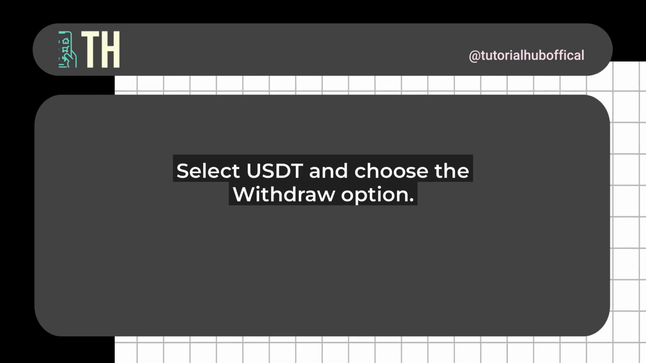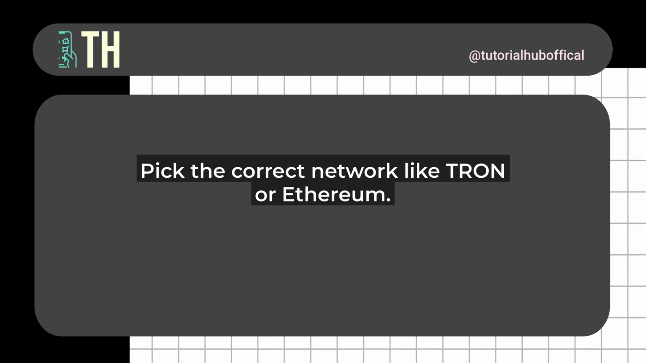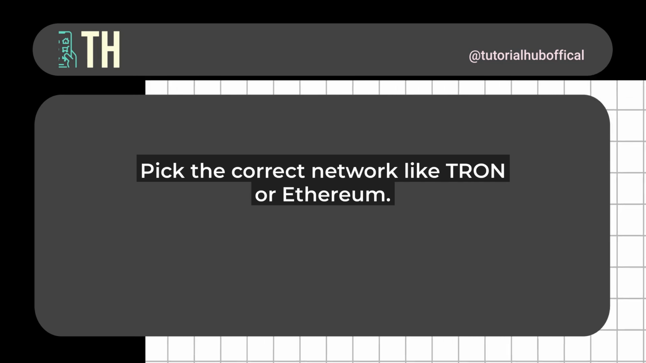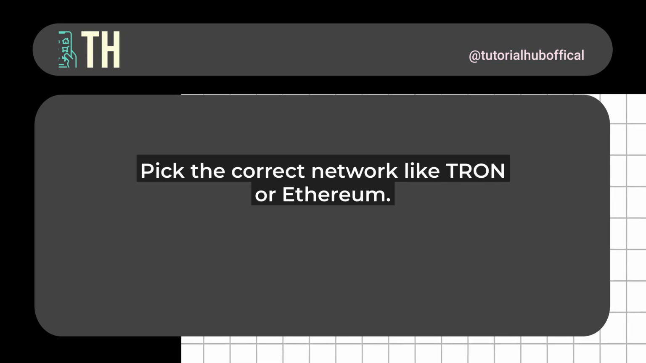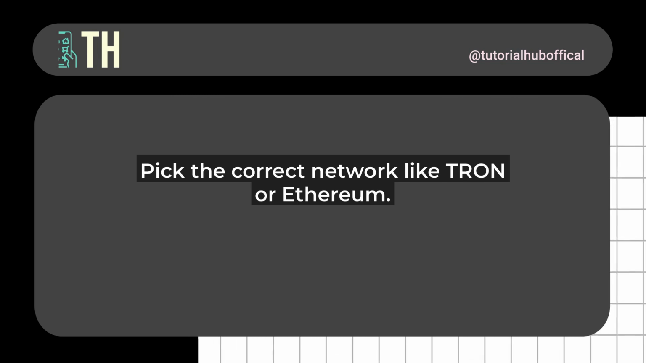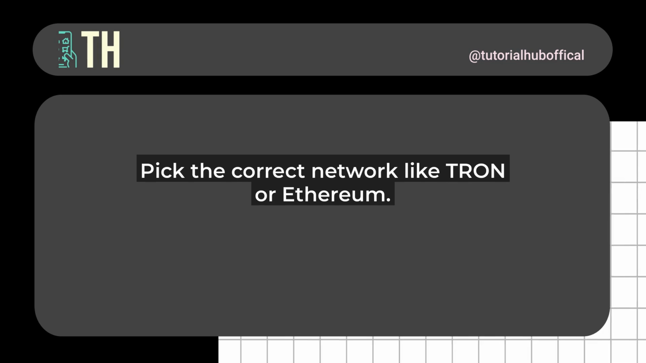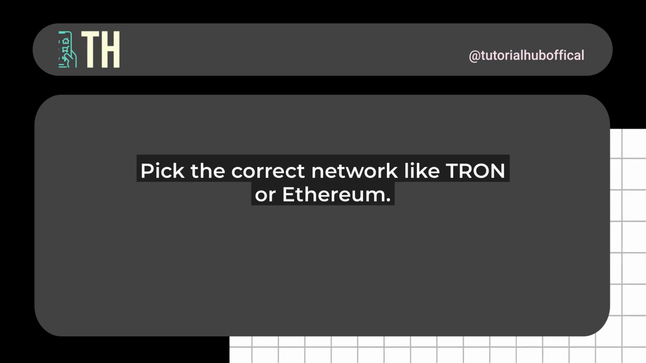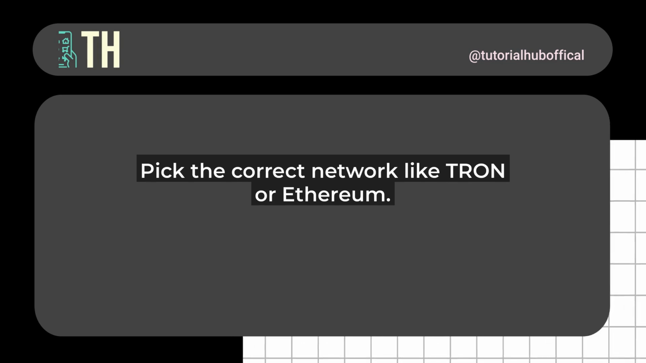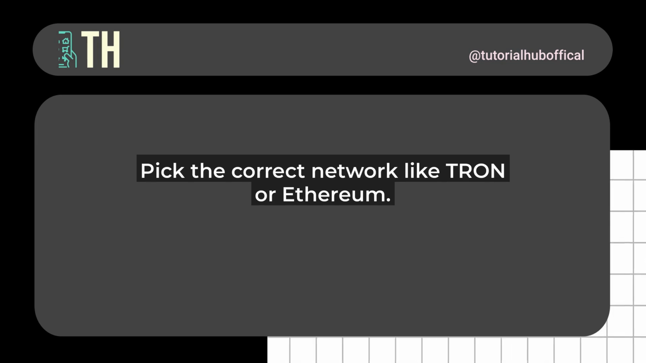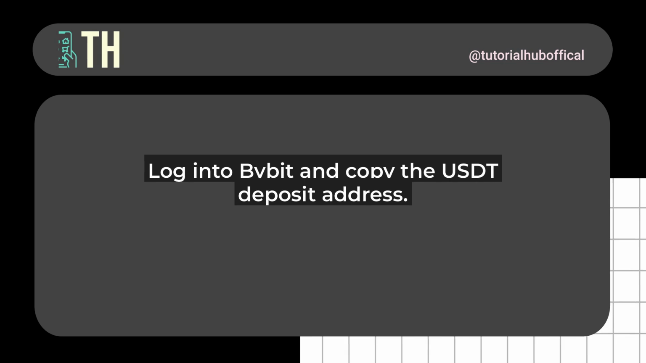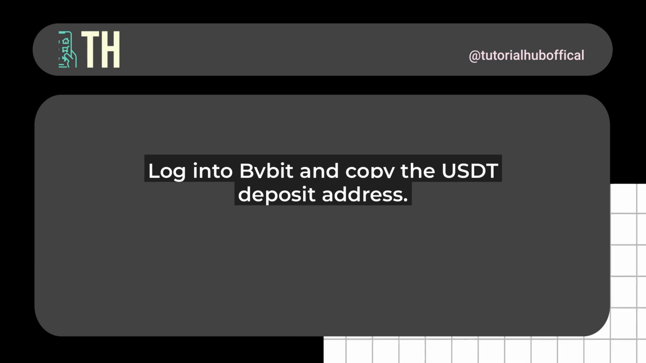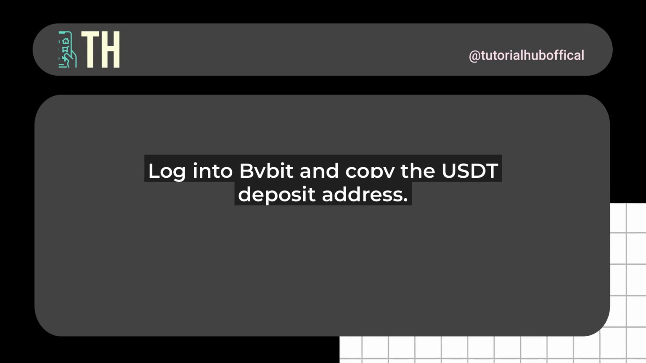Let's dive in. Start by logging into your Coinbase account. Head over to the Assets, or Portfolio, section, find your USDT, and click on it. Then, select the Withdraw option. This is where you choose the network for your transfer. Options might include Tron, TRC20, Ethereum, ERC20, or others. I recommend using Tron for faster and cheaper fees, but pick the one that matches your Bybit setup.